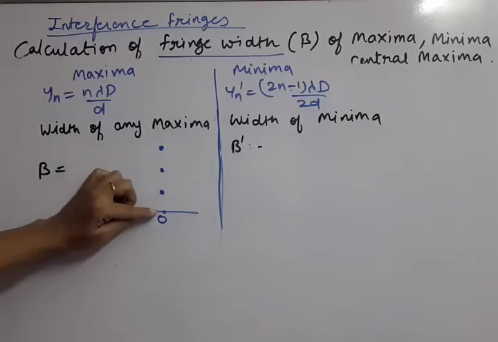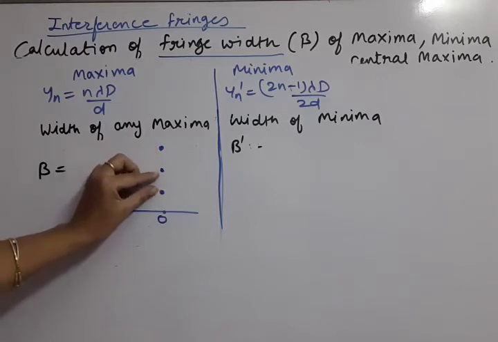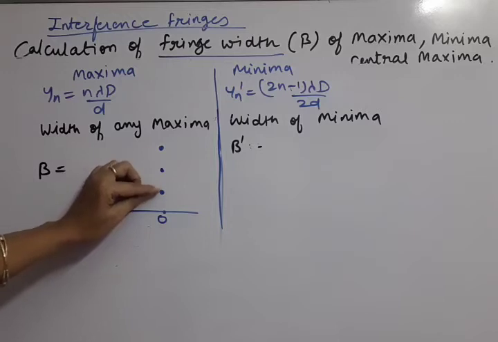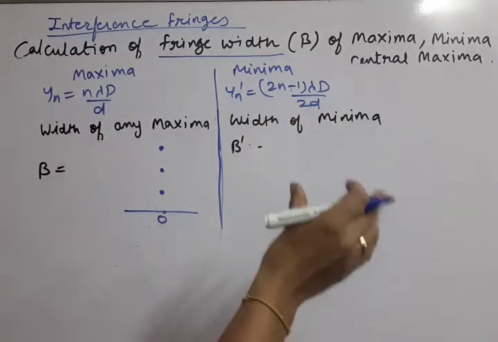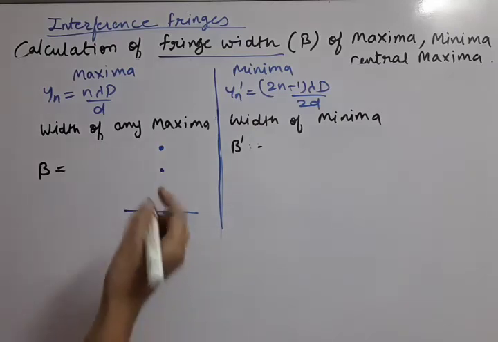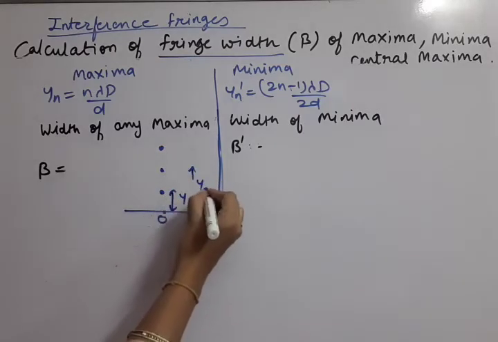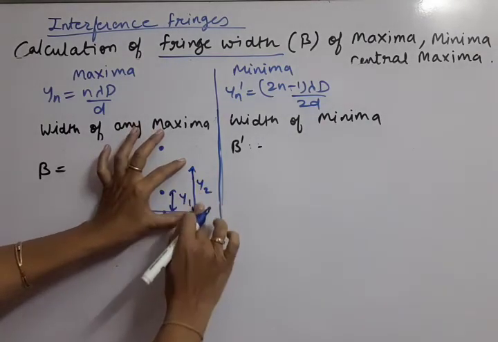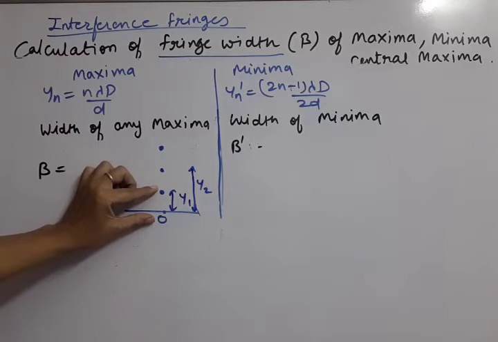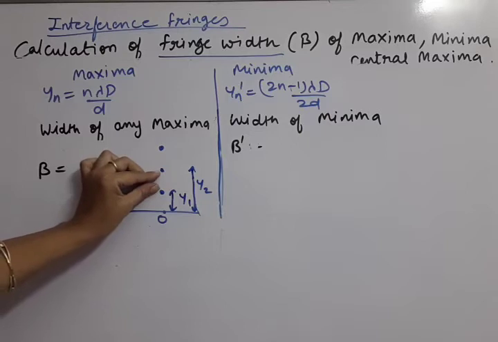Okay, let us start. Suppose this is the center of the screen and these are the maxima formed. If we have to find the width of any minima, a minima is the one which is formed in between two maxima. So if we need the width of a minima, we have to subtract the displacements of two maxima. Suppose the displacement of this maxima is y1 and the displacement of this maxima is y2. If we subtract these two, the width of minima will come.